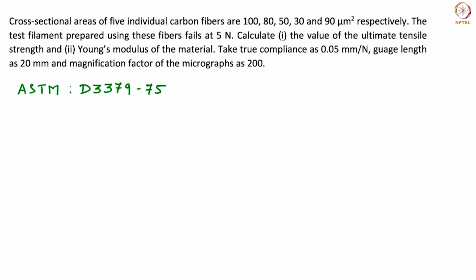Okay, so what are the things now that are given to us? First of all, we have these fiber diameters, the cross-sectional areas, which are the values of AF. We will see when we write down the formula. What do we have here? 100, 80, 50, 30 and 90. By the way, we have taken only 5 fibers here because this is just an example. But when you're actually doing the experiments, you should take a minimum of 10 fibers. Okay, so this is one thing that is given to us. What else?